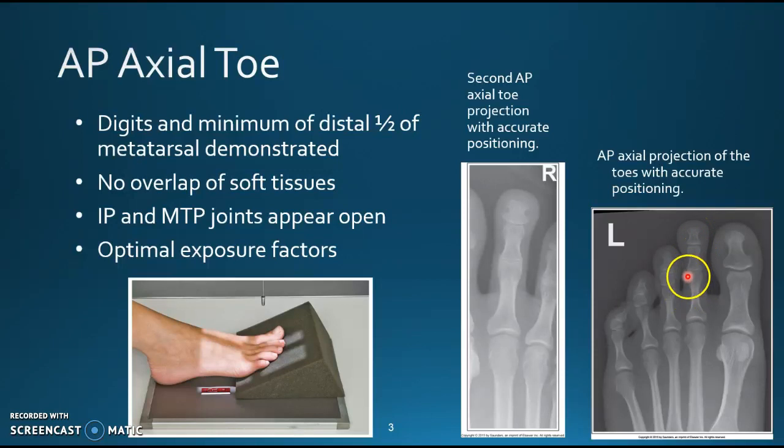To ensure that there is no rotation, you can look at each phalanx and see the equal concavity on either side. That indicates that there is no rotation. The joint spaces should be open unless the patient has curled toes. You do want to try to straighten them out if you can, but some toes are extremely curled.